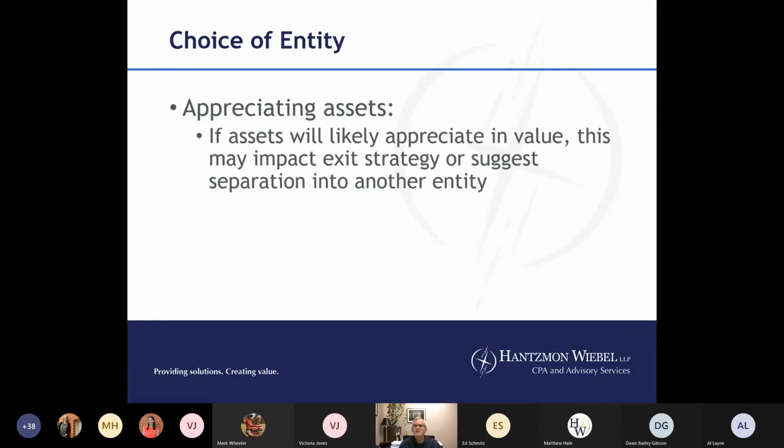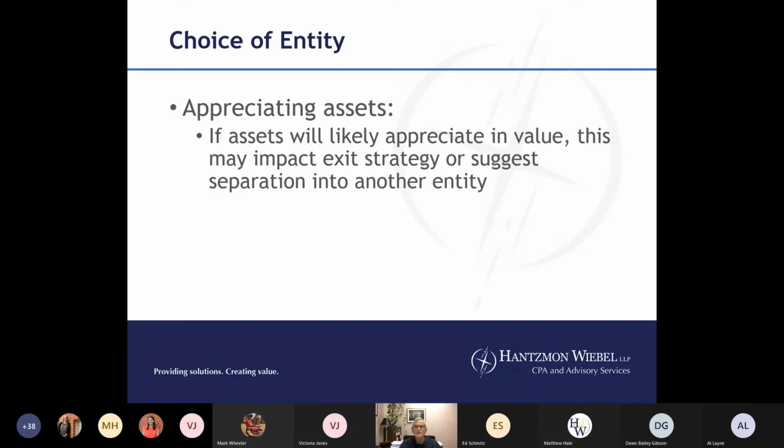Assets likely to appreciate in value. This could certainly impact the exit strategy or potentially suggest the separation into another entity. For example, a group of doctors go together and we help them with choice of entity to set up their practice. But in addition, they're going to buy or maybe already own the office building in which they practice their profession. Is that building likely to appreciate?